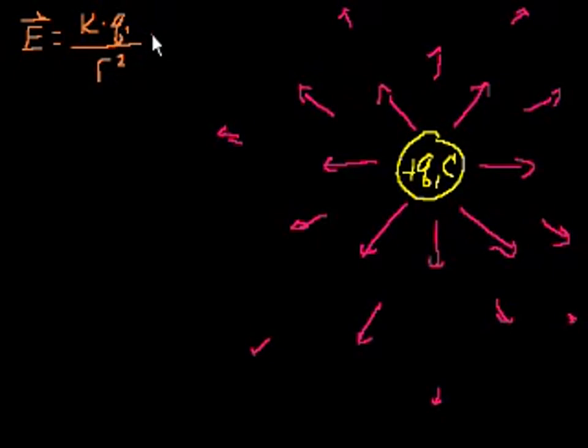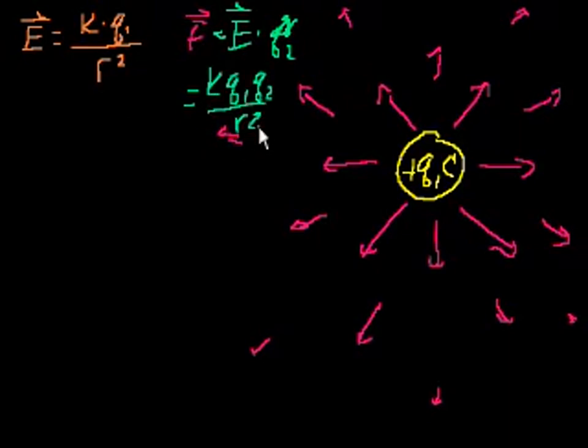Because we know the force, if we had another test charge Q2, the force on that test charge is just Q2 times this. That's just Coulomb's law, right? The force on some other particle Q2 is equal to the electric field times Q2, which is equal to K Q1 Q2 over R squared, right? This is just Coulomb's law. And actually this comes from Coulomb's law.